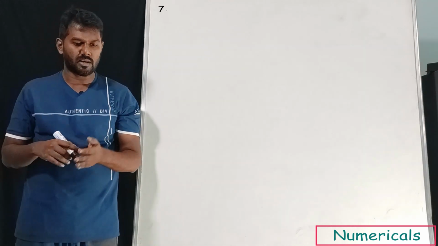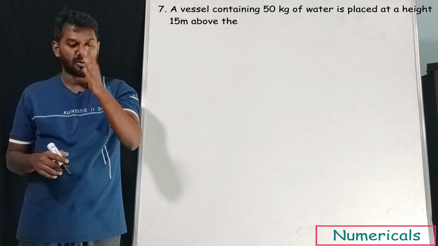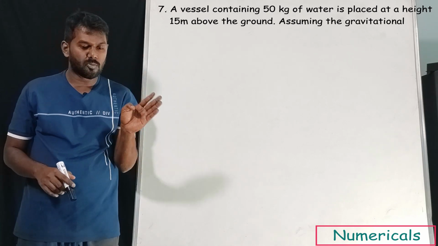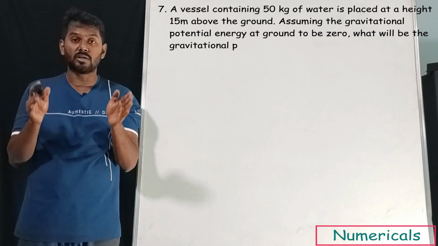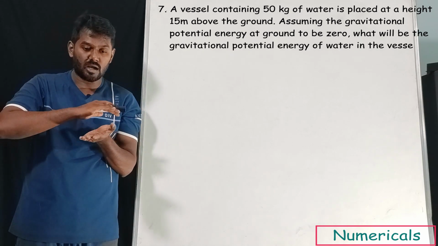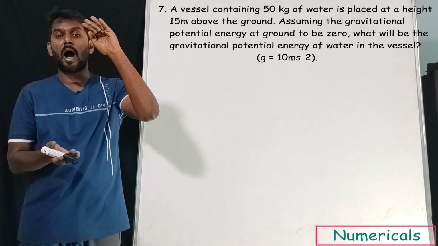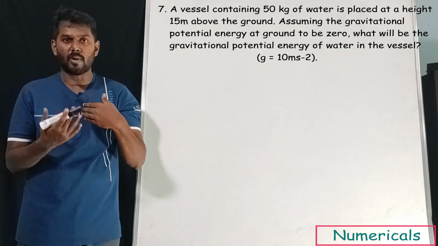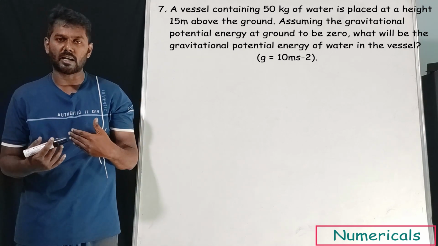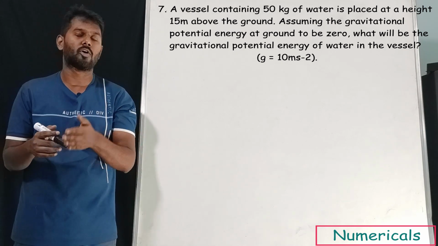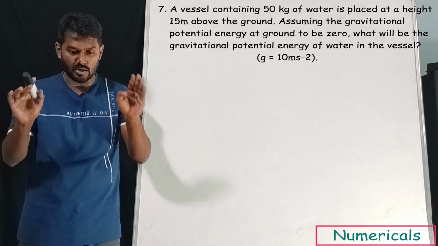Question number 7. A vessel containing 50 kg of water is placed at a height 15 meter above the ground, assuming the gravitational potential energy at the ground to be 0. We have to assume gravitational potential energy on the ground to be 0. Why? Because there will be no height, no distance from me. Assume I am standing on the ground, there will be no distance from me to the earth, correct? So h will be 0. If h is 0, gravitational potential energy will also be 0. That is what he is telling us to assume.